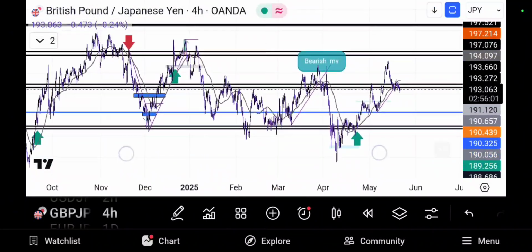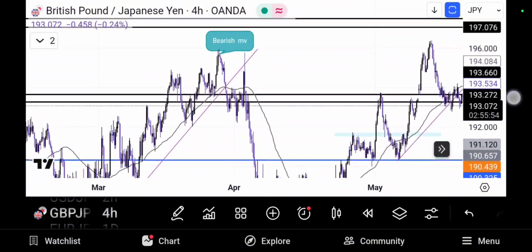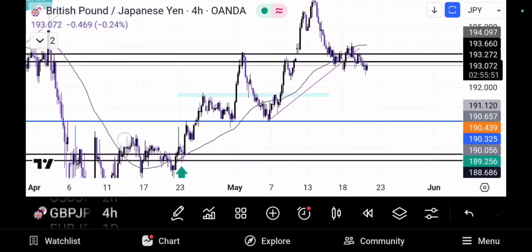So this is how I draw my zones. This is how I get the best out of my trades.